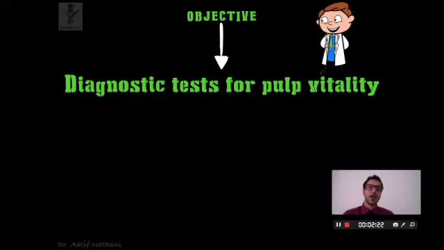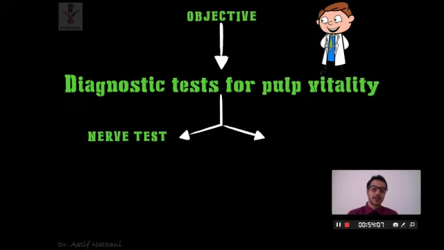Obviously, we will have to know whether the pulp is vital or not. Why do we need to know this? Because if the pulp is vital, we can formulate a treatment plan according to the vitality. If we don't know whether the pulp is vital or non-vital, we will not be able to give a proper treatment plan. Now this diagnostic test for pulp vitality is therefore divided into two things.